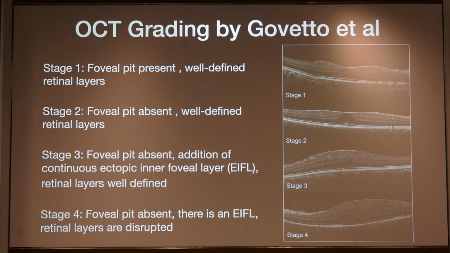In OCT grading, this is what we follow, and this is more important. Stage 1 is when a foveal pit is present and there are well-defined retinal layers. Stage 2 is when the foveal pit is absent and well-defined retinal layers are there. And stage 3 and 4 are the ones which are important because this is when we need to operate these patients. The foveal pit is absent. There is the presence of something called an IFIL, or a continuous ectopic inner foveal layer. This is a hyperdense layer in the foveal region. Foveal pit is absent in stage 4, and there is an IFIL, and retinal layers are also disrupted.